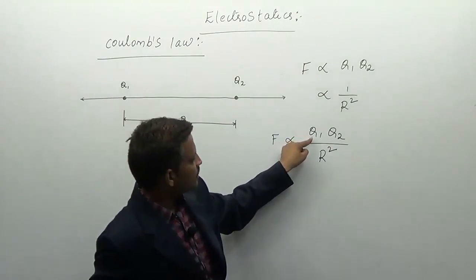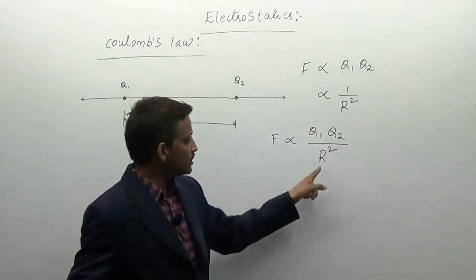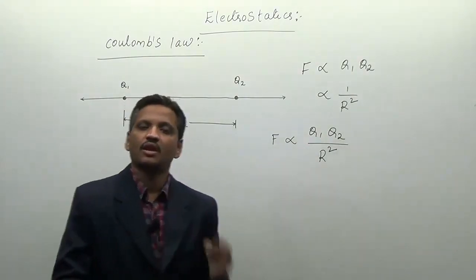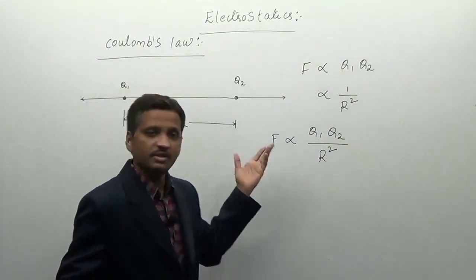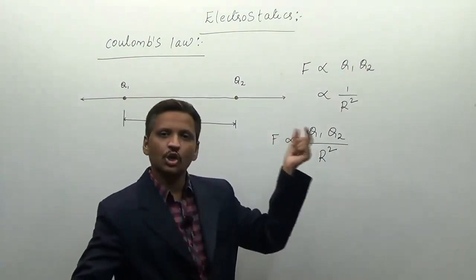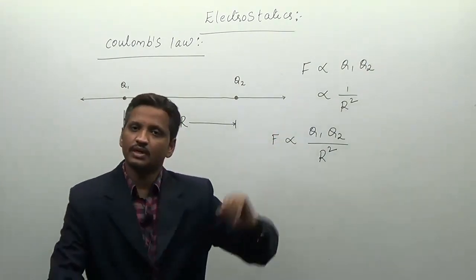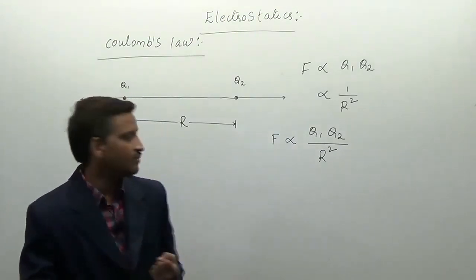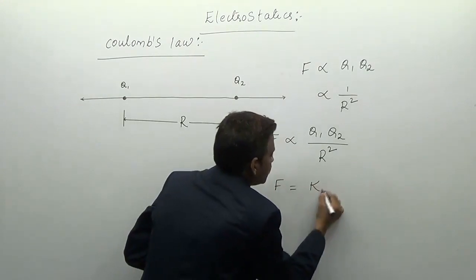But if you observe this, the unit of charge is coulombs, and this is also coulombs, and distance is expressed in meters. So coulomb square per meter square will never be equal to kg meter per second square, which is the unit of Newton. That's the reason we have to take a constant k, which is going to compensate the units of this coulomb square per meter square and will give us the units of newtons. For that purpose, we take a constant of proportionality, which is k.